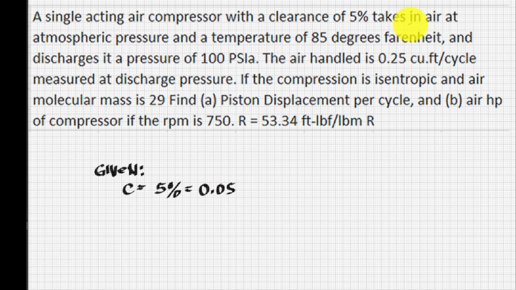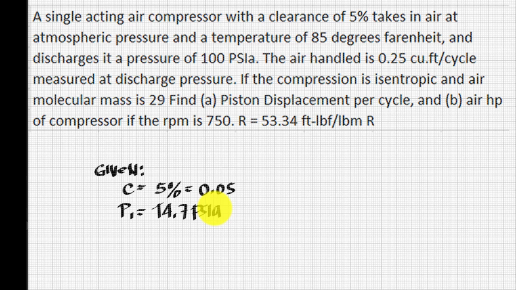And next we have temperature, which is 85 degrees. Notice here the air is taken in at atmospheric pressure. The problem does not specify the pressure at P sub 1, but it says we have atmospheric pressure. So my P sub 1 will be equal to 14.7 psi absolute. So this is the absolute reading.